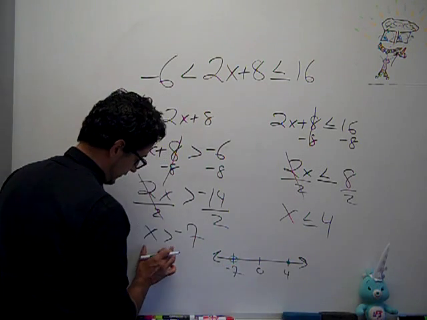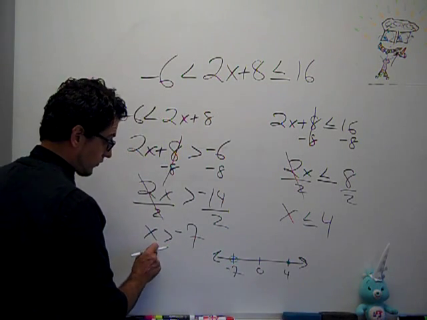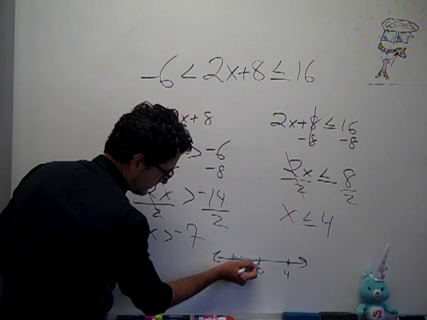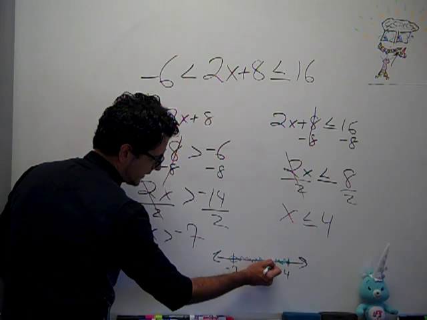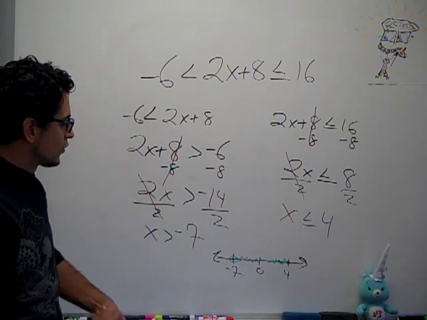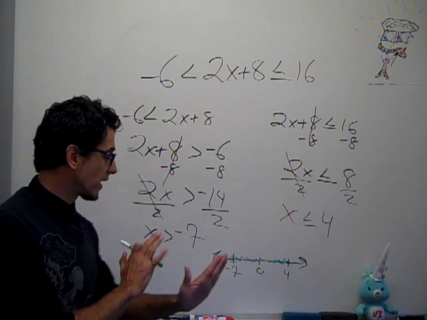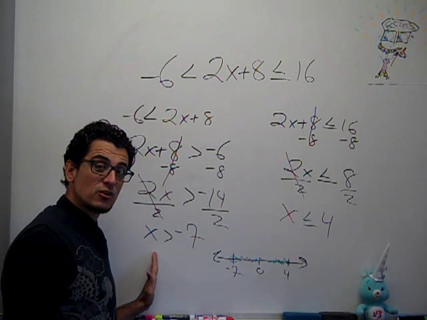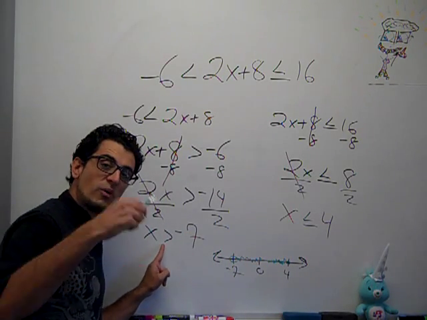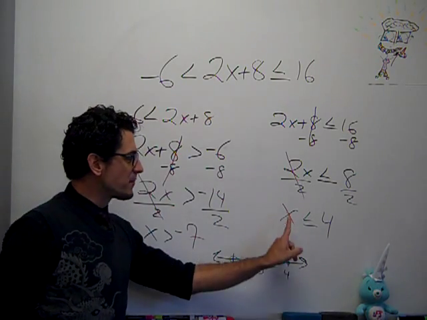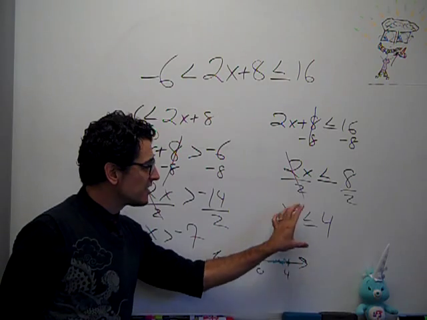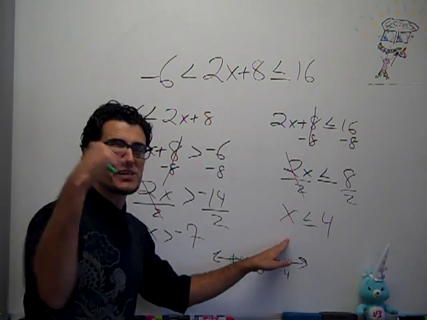Now, x from this one, I would say x is greater than negative 7, so it's going this way. And this one says x is less than 4, so it's going this way, and I'm shading. Okay? Now notice this. When I have my variable on the left side of an inequality, the arrow always tells me which way to graph.